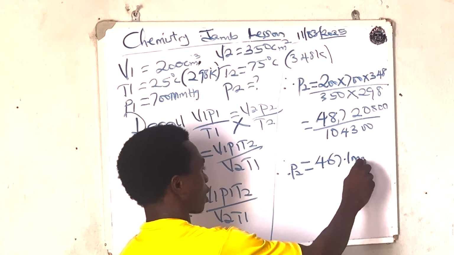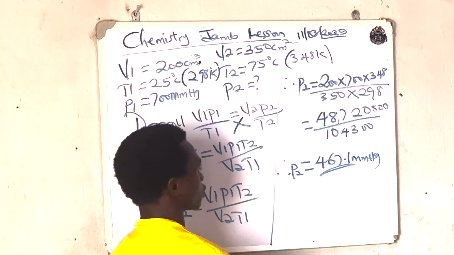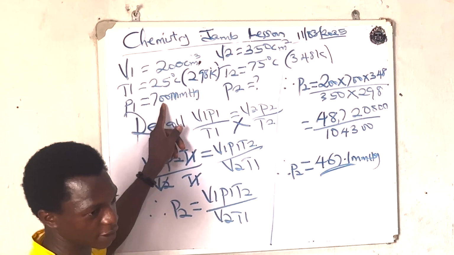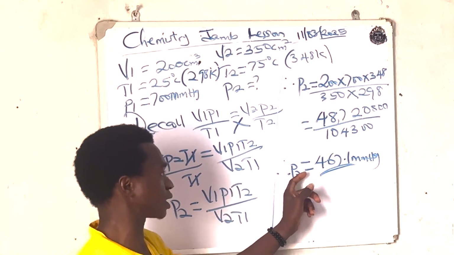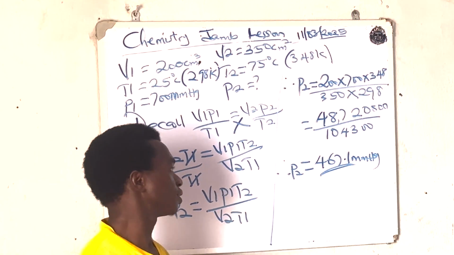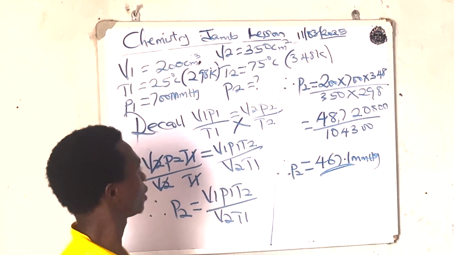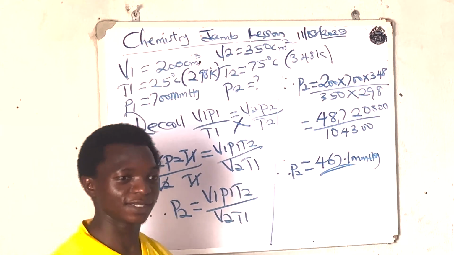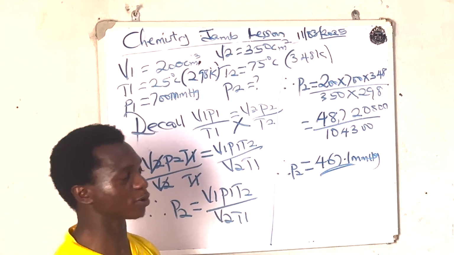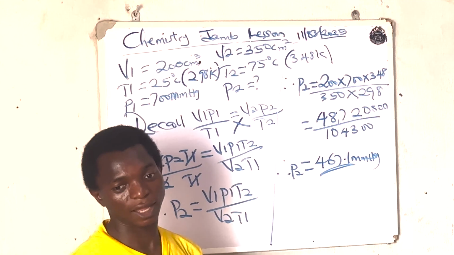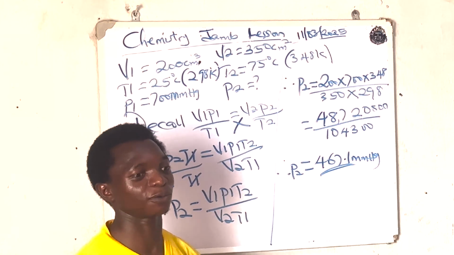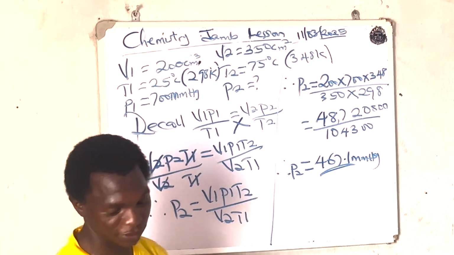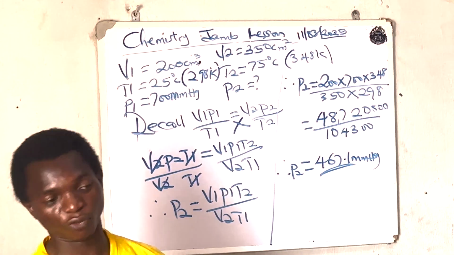67.1 millimeter mercury. Now, what do you observe from the question? The first pressure of the gas was 700, and the second pressure is now 467, meaning that as the volume of the gas increases, the pressure of the gas decreases. So the question obeyed both Boyle's law as well as Charles's law. That is very simple.